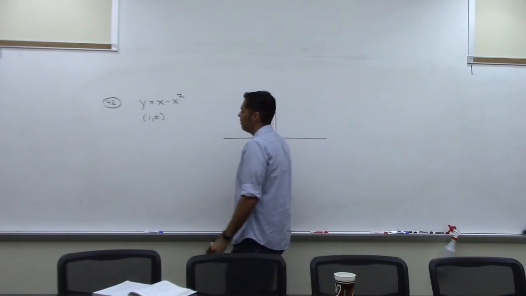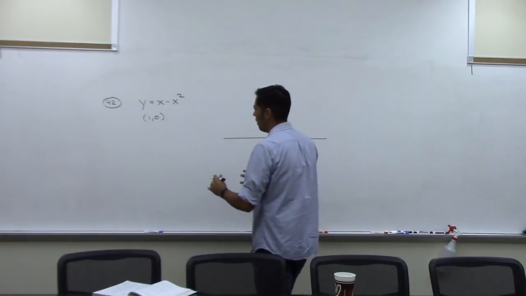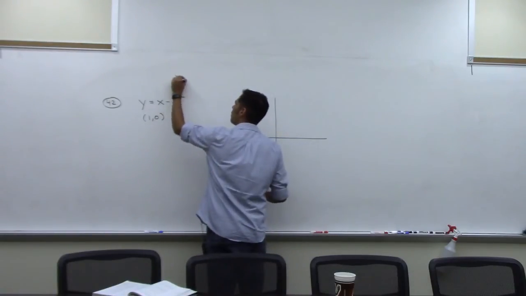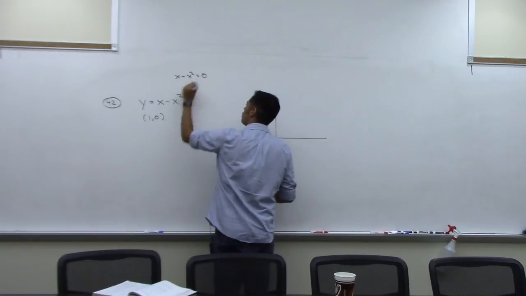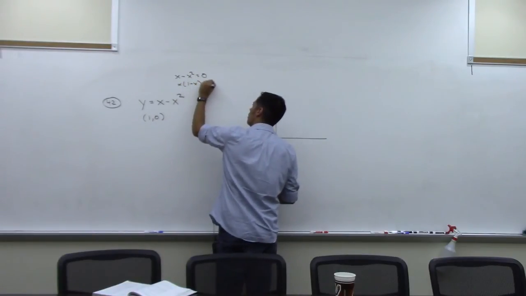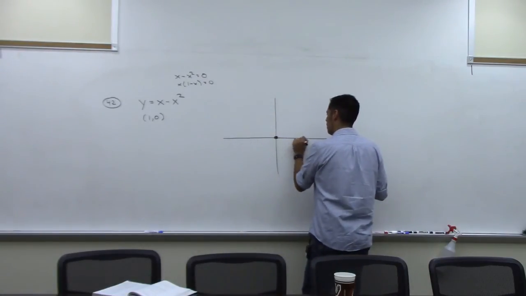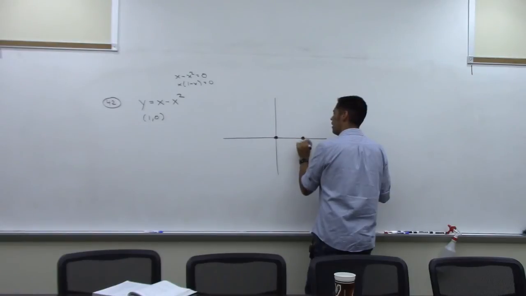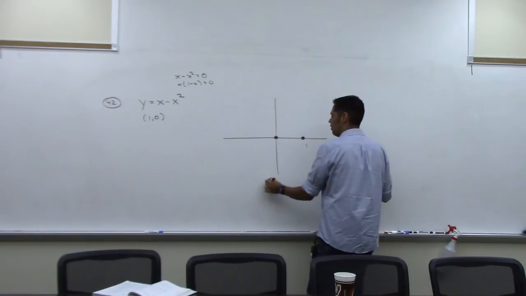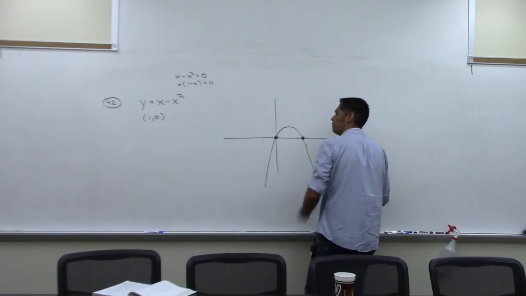Let me graph it by just a real rudimentary graph. I'm just going to figure out what the x-intercepts are real quick. I just set the function equal to 0 and factor out an x. So I have 2 x-intercepts. One of them is at 0, one of them is at 1. And I know it opens down, so it goes like this.